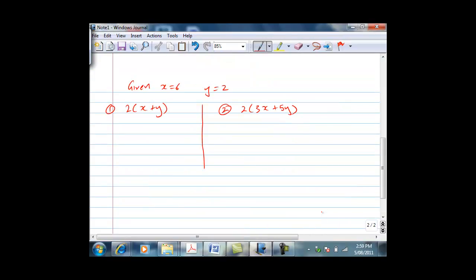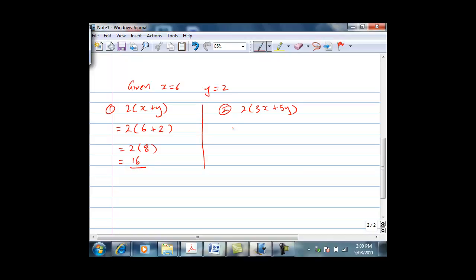Alright, let's have a look at this question. 2 into x plus y. The values of x and y are given, so we just simply substitute for x and y. X is 6, y is 2. Following BODMAS, the brackets must be done first, so you add 6 and 2, and we get 8. Now the bracket means multiplication, so you finally multiply 2 and 8, and we get 16.